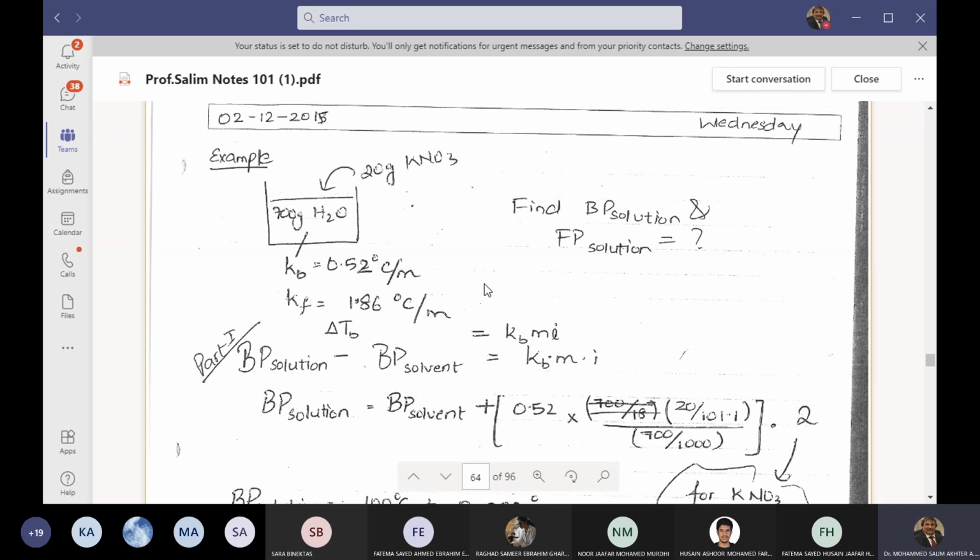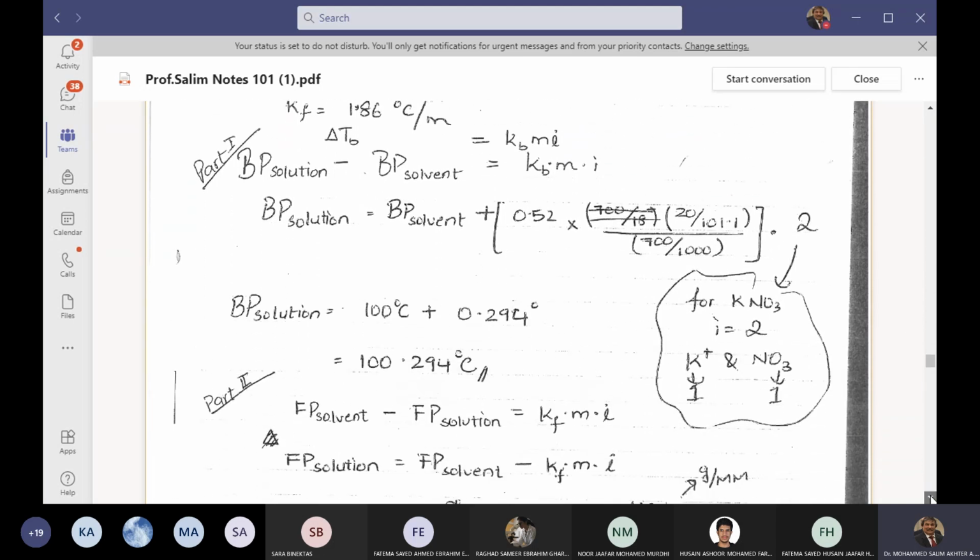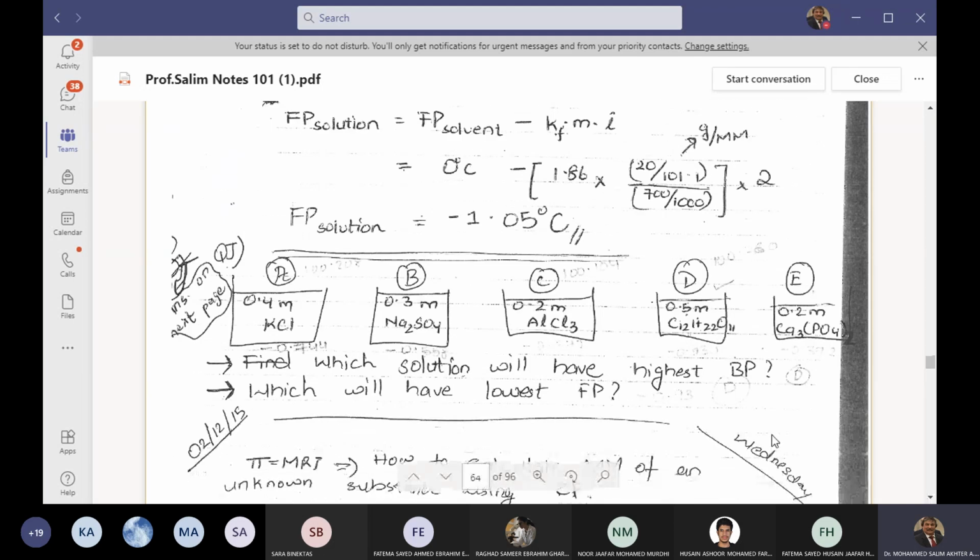Here i will be 2 because I will get 1 potassium and 1 nitrate, and then you get the answer, and I checked it with you last time. And then after that we calculated freezing point, and then I gave you the question. I gave you 5 beakers, all aqueous solutions, and I asked you which one will give the highest boiling point, which one will give the lowest freezing point. So the answer was E.